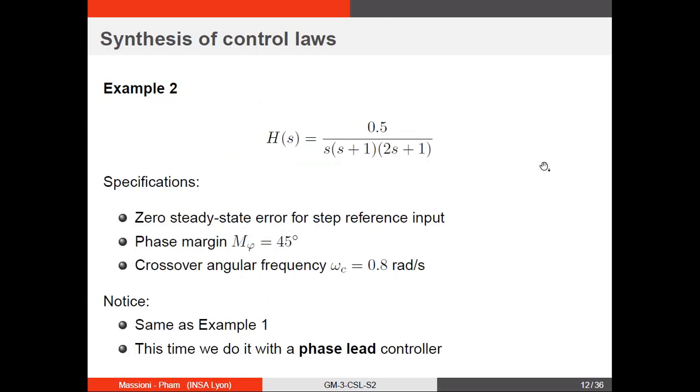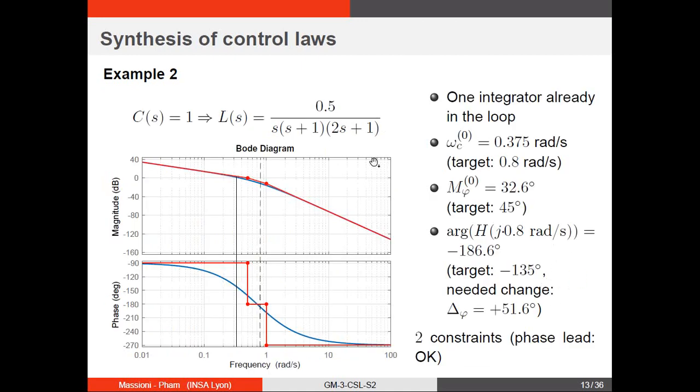Actually, the other example is the same transfer function, and we have the same specifications. We are just asked to do it now with a phase lead controller, which is actually not so different from a PD controller. So the story is the same again. We already have one integrator in the loop, which gives us zero steady state error with respect to the step input.